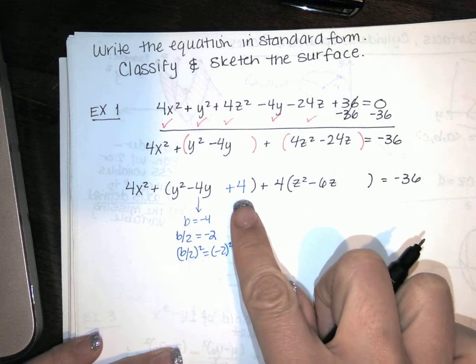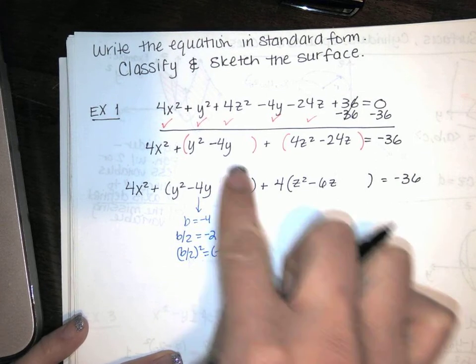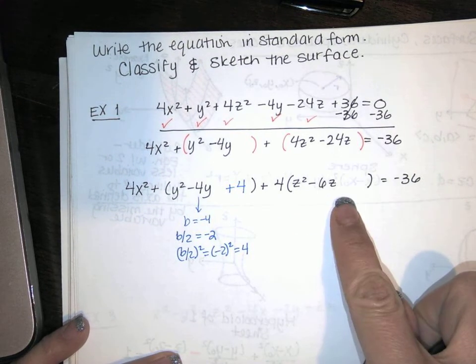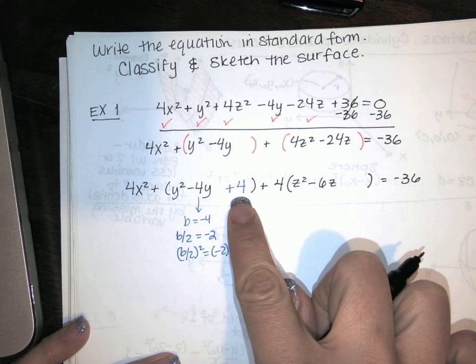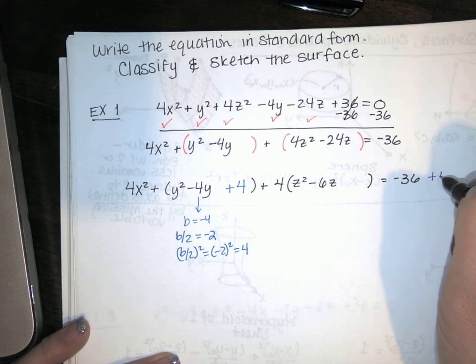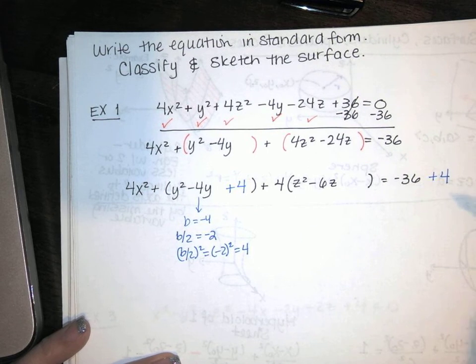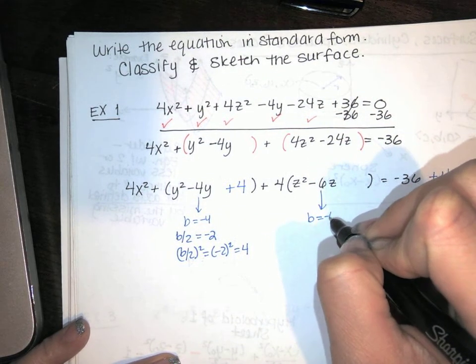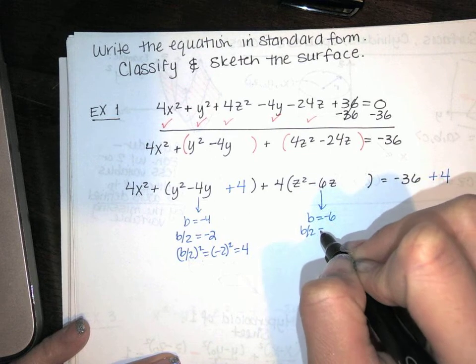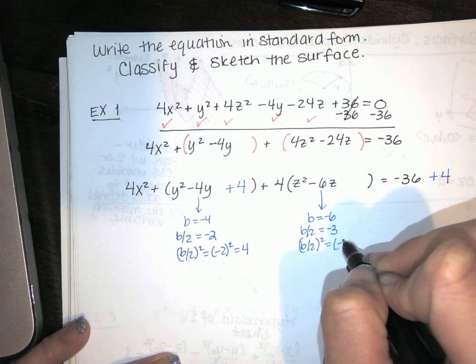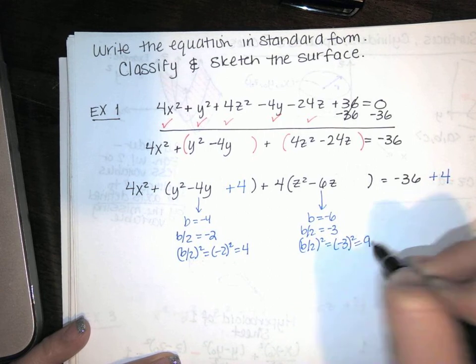Now, when I added that 4 to this set of parentheses, that made this a perfect square, but it also changed the left-hand side. I added 4 to the left-hand side. So to compensate for adding that 4 here, I need to add 4 to the right-hand side as well. We'll do the same thing with the z's. Identify b, take half of it, and square it. Negative 3 times negative 3 is positive 9.